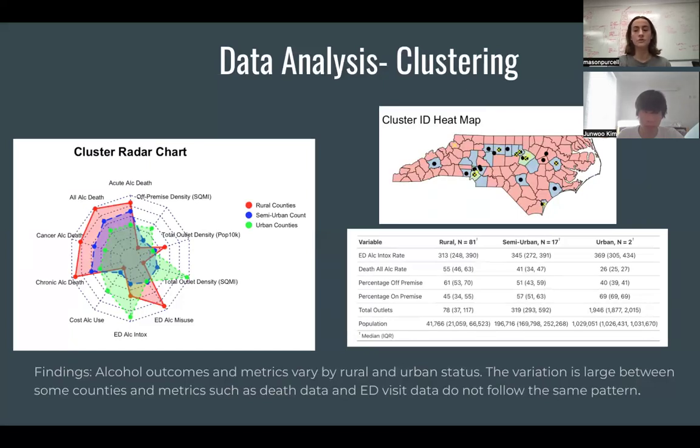The chart also shows the percentage of off-premise outlets, such as liquor stores and grocery stores, and the percentage of on-premise outlets, such as bars and restaurants, anywhere where you're consuming at the place. We also chose to include population to give a sense of size for each county.